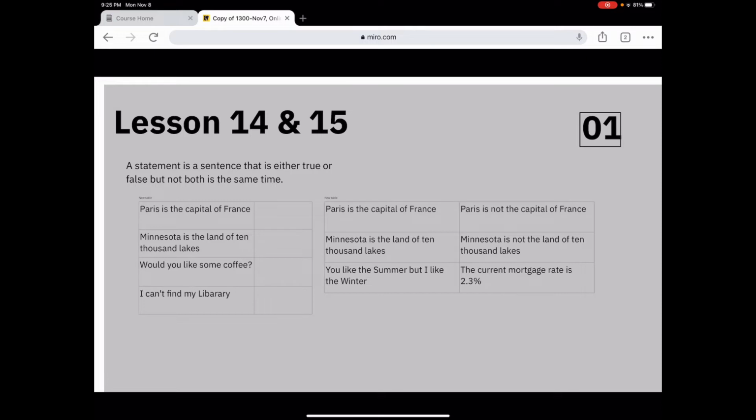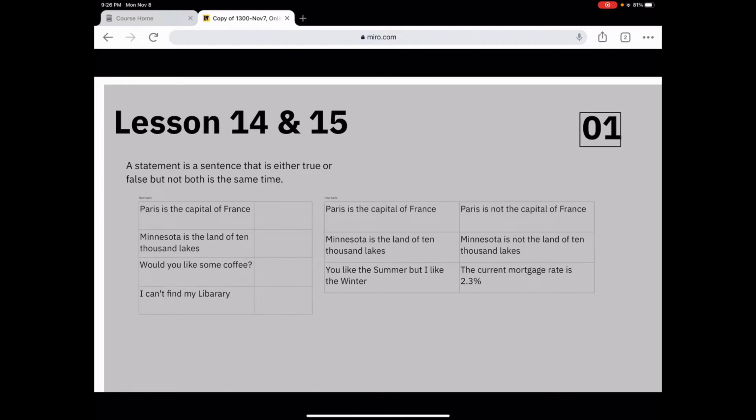The next one is, would you like some coffee? Well, this is not a statement, but rather it's a question. And the next one is, I cannot find my library. Oh, I didn't spell the word library correctly. Library. All right. And that is not a statement. It's an exclamation. So anything that is a command, a question, or an exclamation is not a statement.